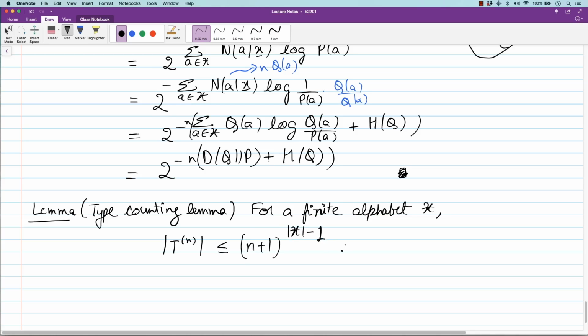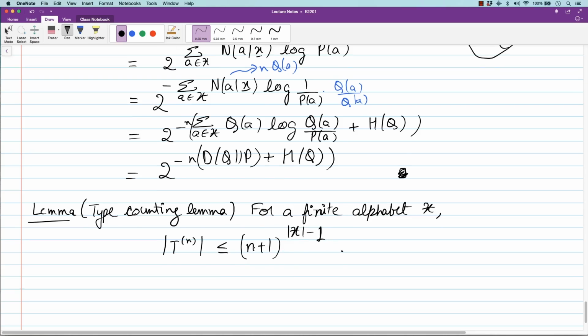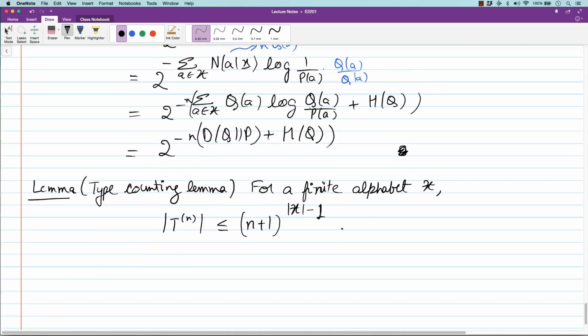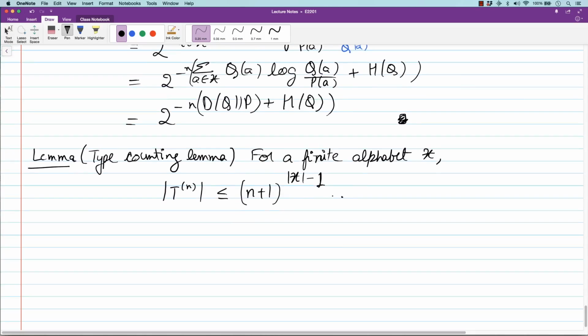How do you show this? Well, each type is given by a vector of numbers Q_a which sum to 1. So there are cardinality of x minus 1 degrees of freedom where those numbers can be chosen. Further, each of those numbers must have this k by n form, this rational form, and this k for a given a can only be 0, 1, 2, 3 up to n. So it has n plus 1 choices. So you get n plus 1 to the power cardinality of x minus 1.